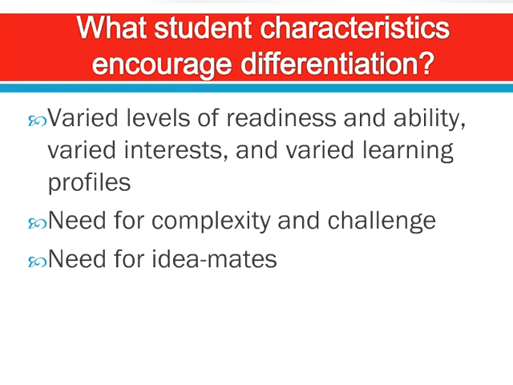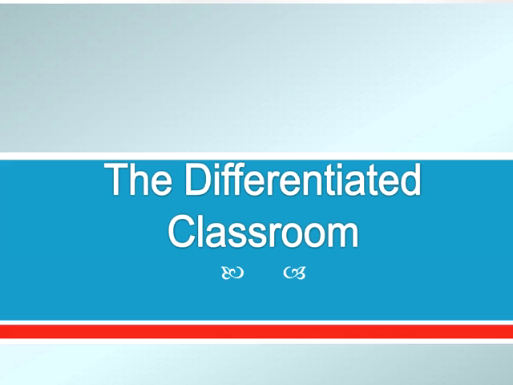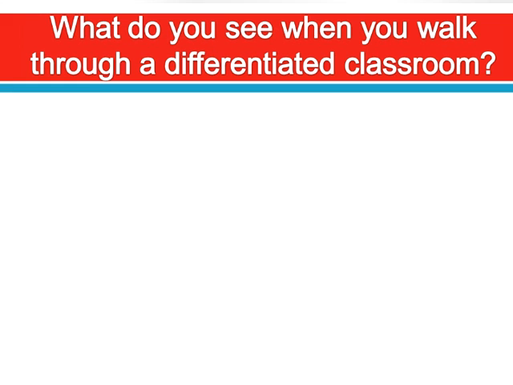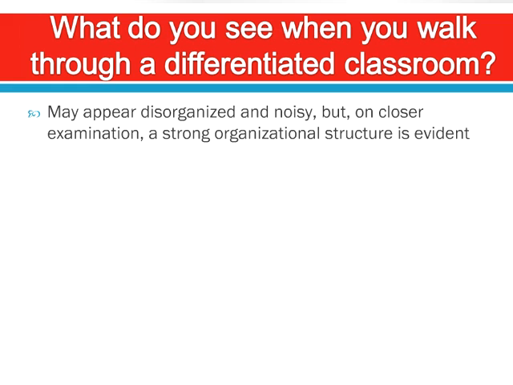So as we look at these characteristics, let's think, okay, there's a definite need for it. Now, how do we make that happen? What does a differentiated classroom look like? If you're going to walk through a differentiated classroom, what might you see? Right away, you probably won't see everyone sitting in neat rows doing the same thing. That's almost a fairy tale, that everyone would be ready for the same thing.